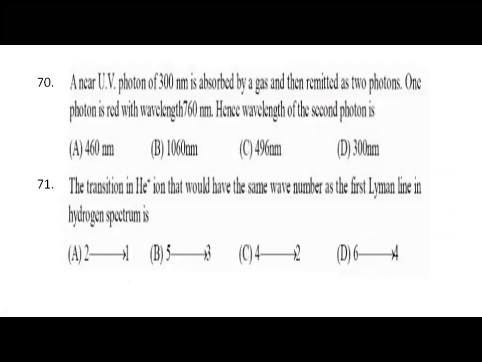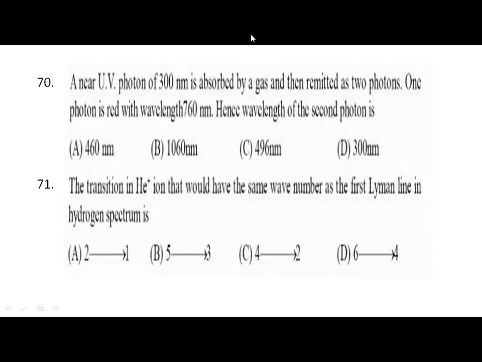Okay. Next question. A near UV photon of 300 nanometer is absorbed by a gas and then re-emitted as 2 photons. One photon is red with wavelength 760 nanometer. Hence the wavelength of the second photon will be.